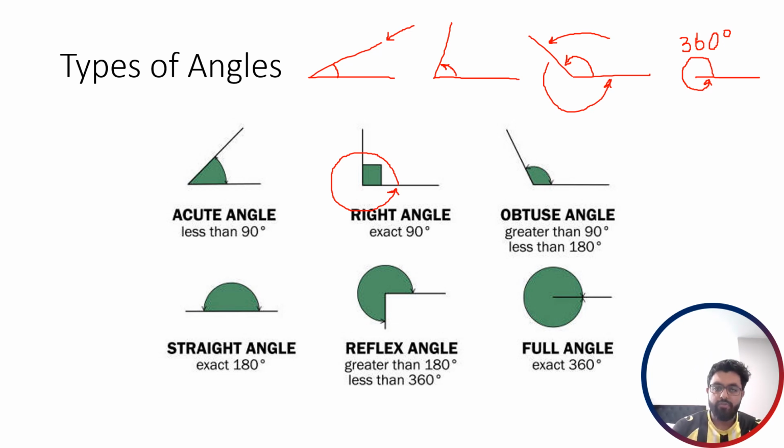So your full rotation, tracing out a full circle, is what the minute hand on a clock does in an hour: a full 360 degree rotation. In 15 minutes, it does a 90 degree rotation. So it only turns a quarter of the way around the full circle. So that's a right angle. An acute angle is anything that's smaller than that.